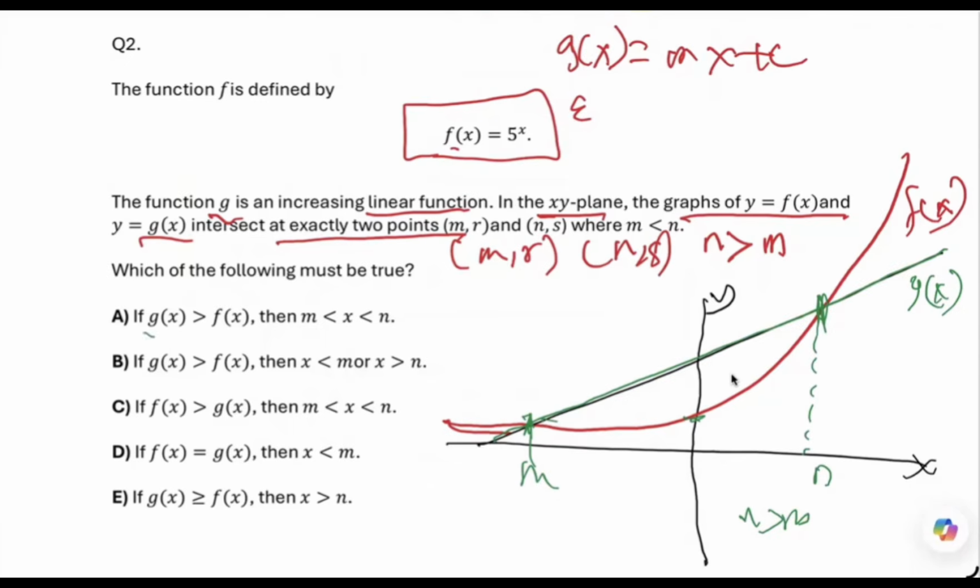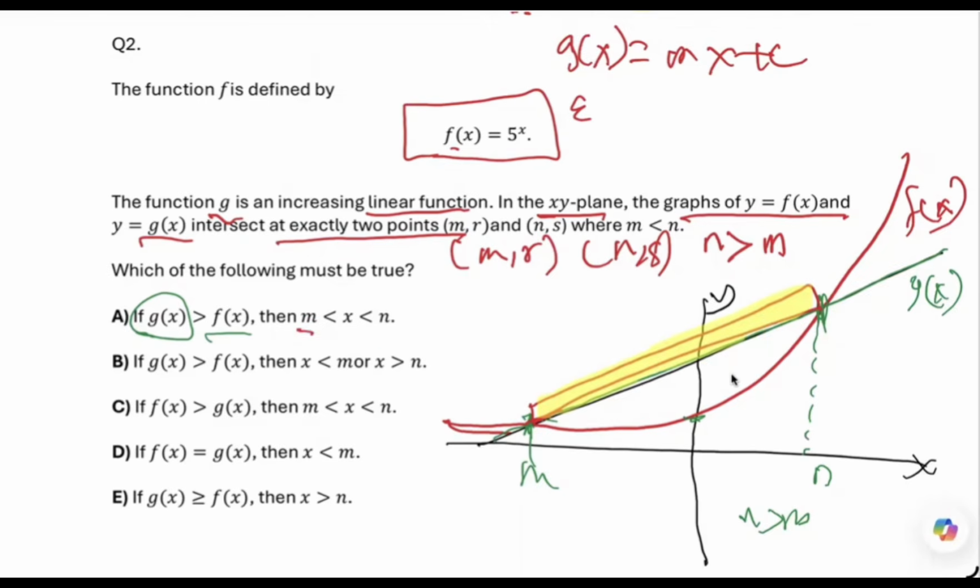They said, if g of x is greater than f of x, what do you think is the area they are talking about? If they say g of x is greater than f of x, well, look at the graph. This is g of x and this is f of x. Which one is on top? g of x is on top. So at this area, g of x is the biggest, so it's larger than f of x. This is the area you should be worried about. So between this n and m, g of x is bigger.